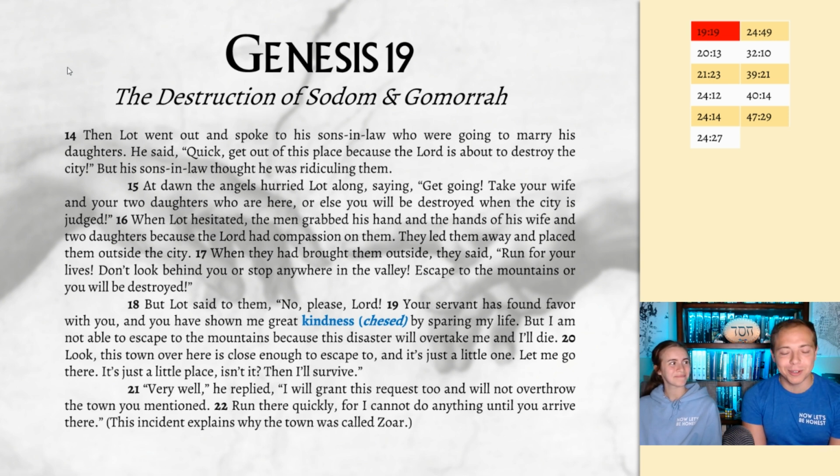So if you wanted to know why we're doing that, it's just because I kind of arbitrarily picked it, and I do have all the occurrences of Hesed highlighted in blue. So I'm going to read through this, and we're just going to see what we get. Sound good? Sounds good. Okay.